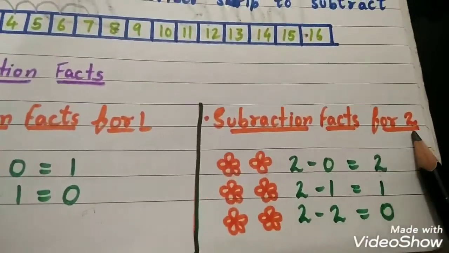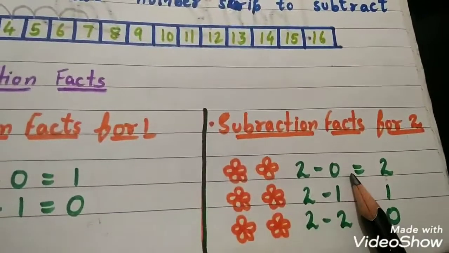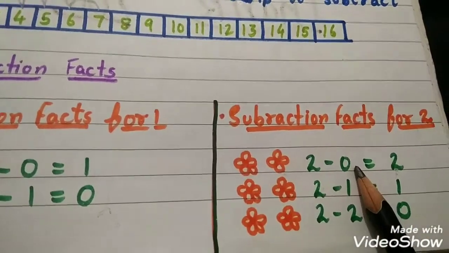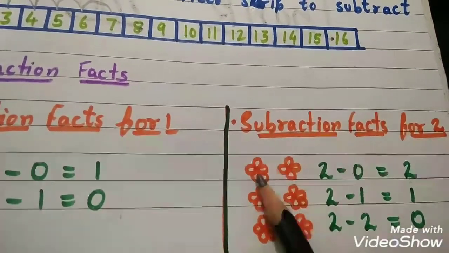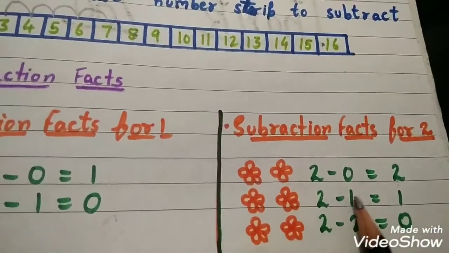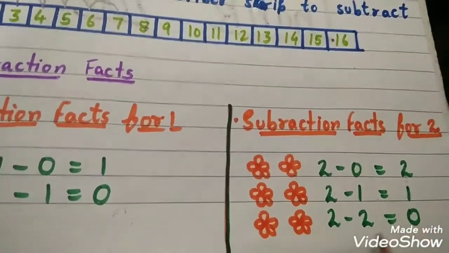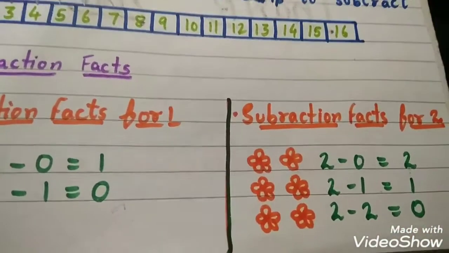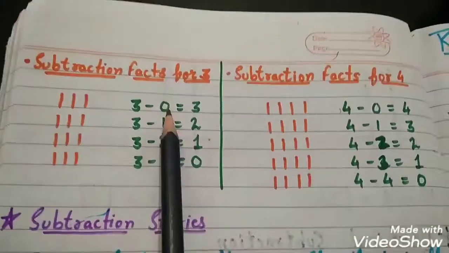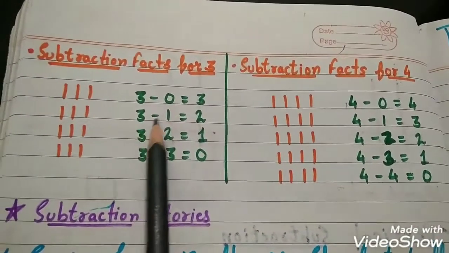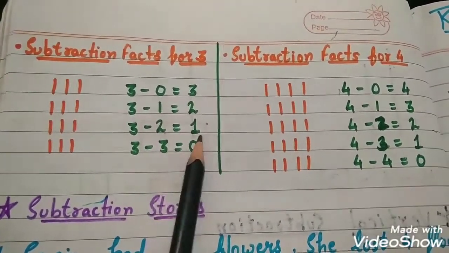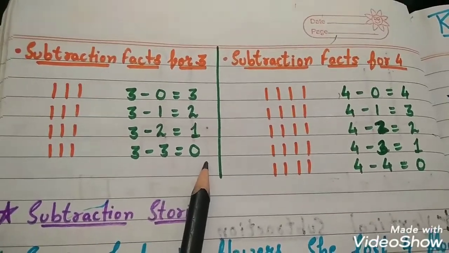Next, subtraction facts for 2. 2 minus 0 will always come 2, right? Because 0 has no value, and if we minus 0 from this 2, we get always 2. 2 minus 1 will always be 1, and 2 minus 2 will always be 0. Our next one is subtraction facts for 3. 3 minus 0 will always be 3. 3 minus 1 will always be 2. 3 minus 2 will always be 1, and 3 minus 3 will always be 0.